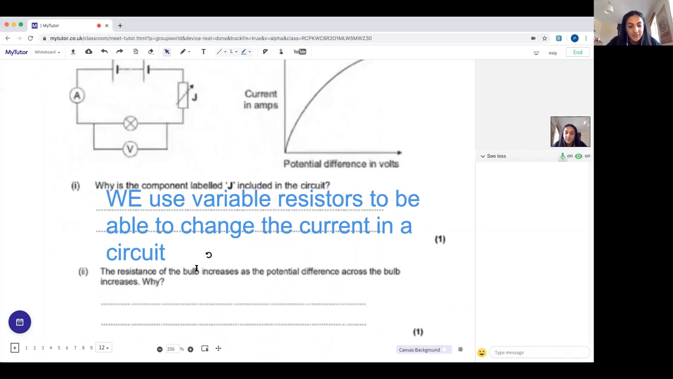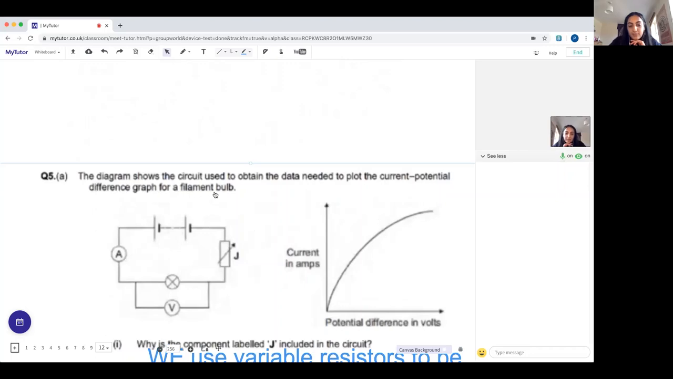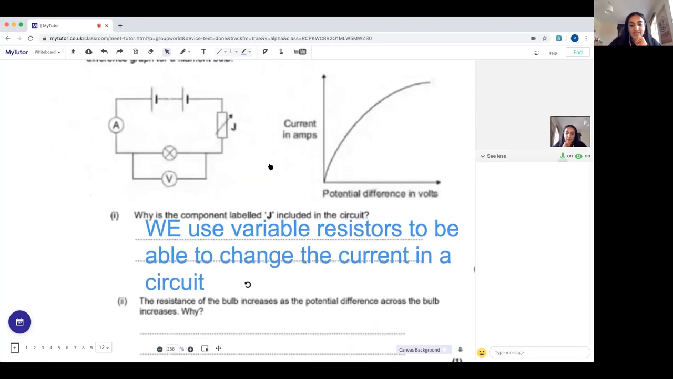Now, in the next part of the question, we have that the resistance of the bulb increases as the potential difference across the bulb increases. Why does this happen? Have a think. If the resistance of the bulb increases as the potential difference across the bulb increases, why would that happen? Remember, we're talking about a filament bulb here. So what causes that resistance change in a filament bulb?